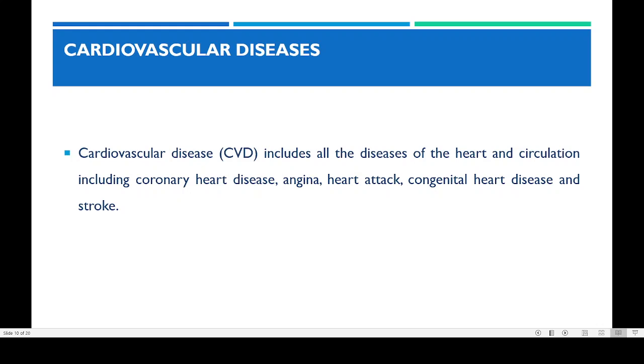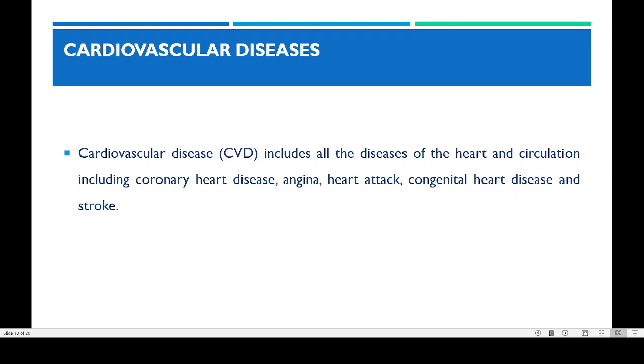Cardiovascular diseases. So in the case of cardiovascular diseases, what we have to study is regarding blood pressure. Then we have to study about arteriosclerosis, hemophilia, cerebral and pulmonary thrombosis. So these are the topics which are included in this section.